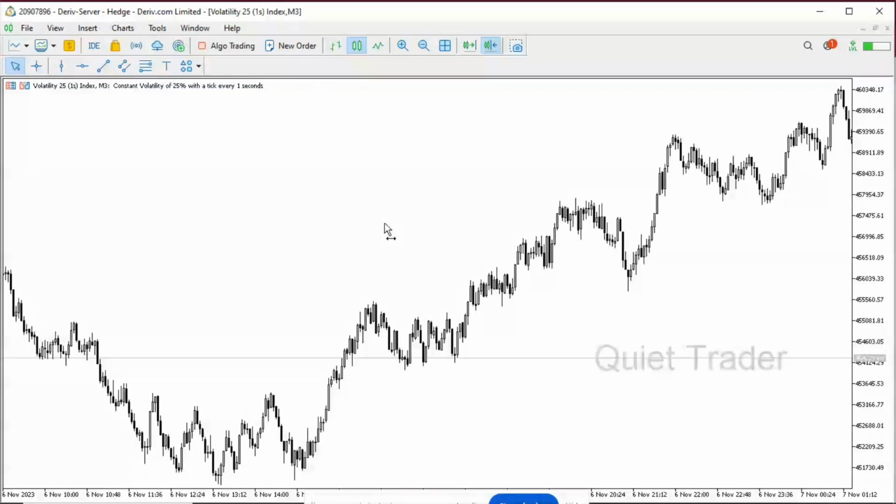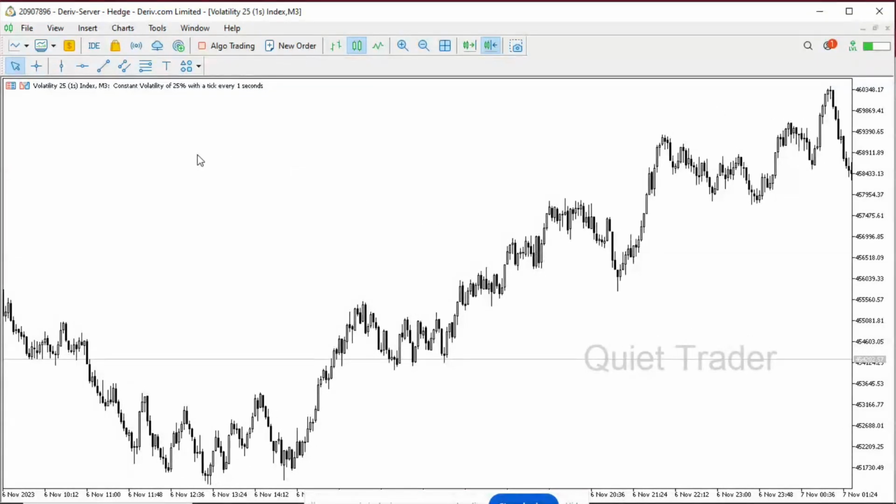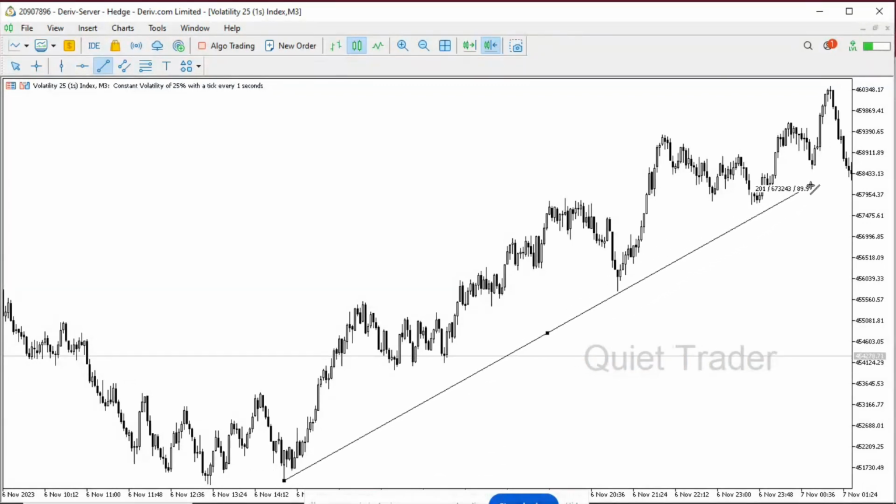So I found V25 like this, and then I realized that it is respecting this trend, an uptrend, which means we were buying. I say we were buying because I see that the market was breaking resistances. That's why we have an uptrend.